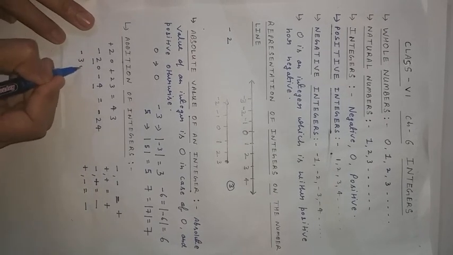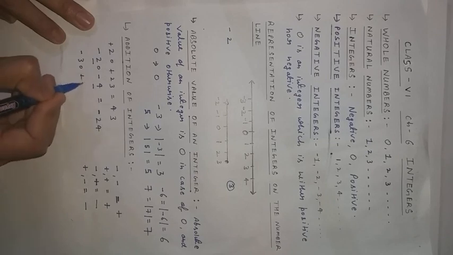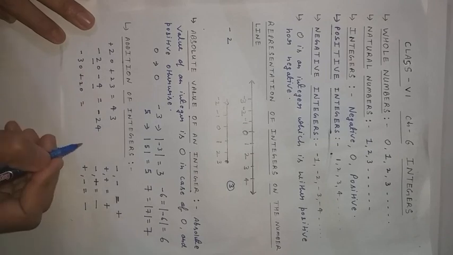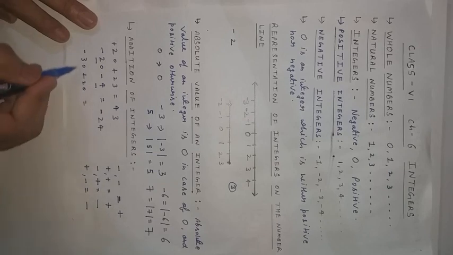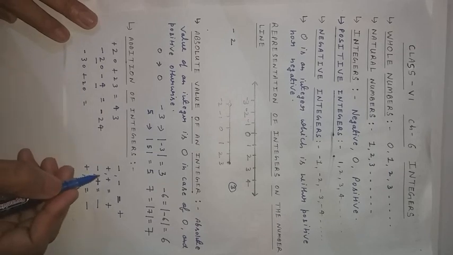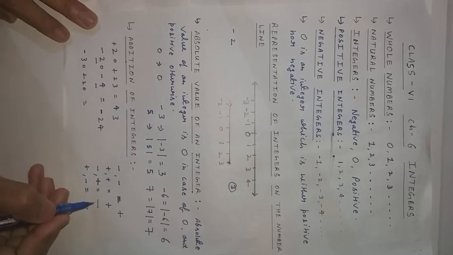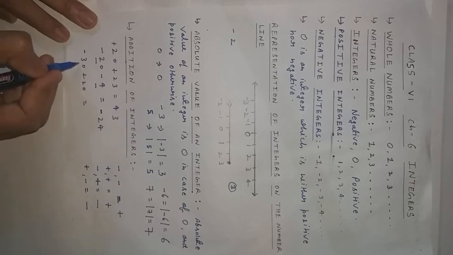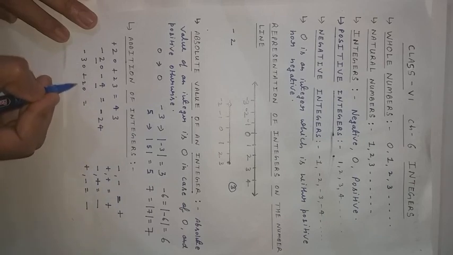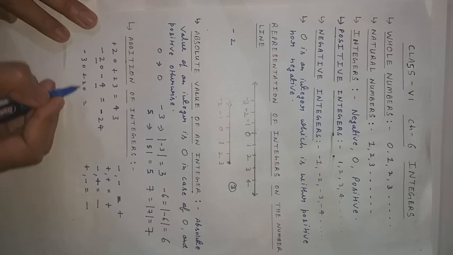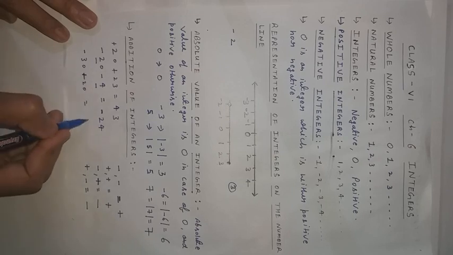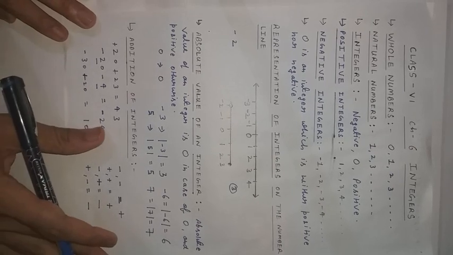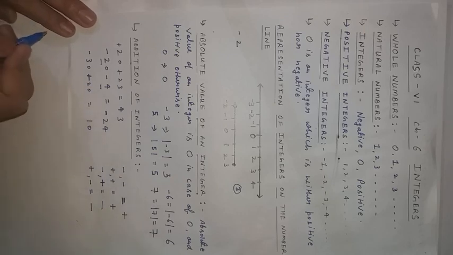Minus 30 plus 20. Clear, students? Now you know that according to the rule, minus is given and plus is given. So minus and plus become minus. So you know that you will subtract, that is, 30 and 20. If you subtract 30 and 20, what will come? It will come 10. Now, which sign will you use?